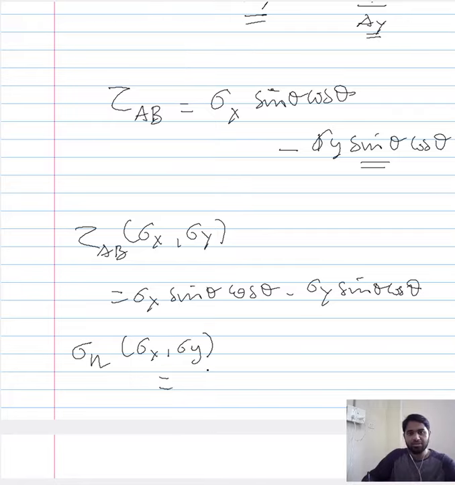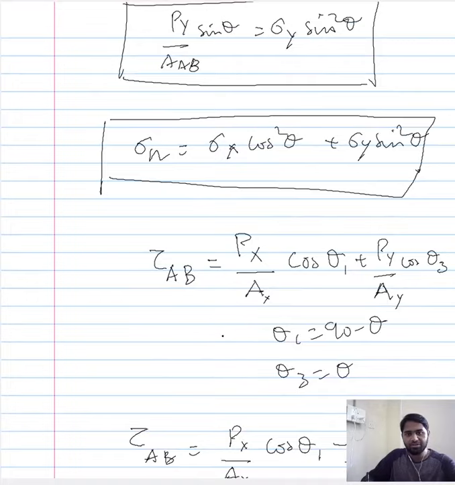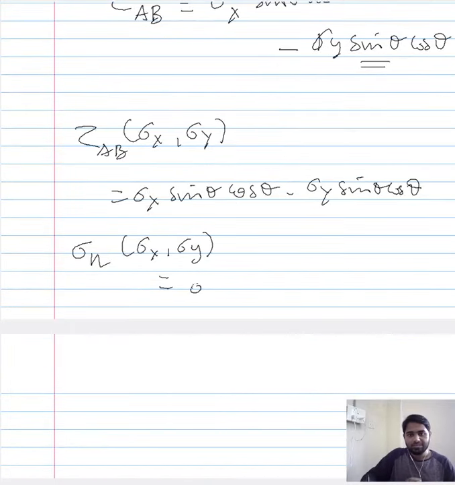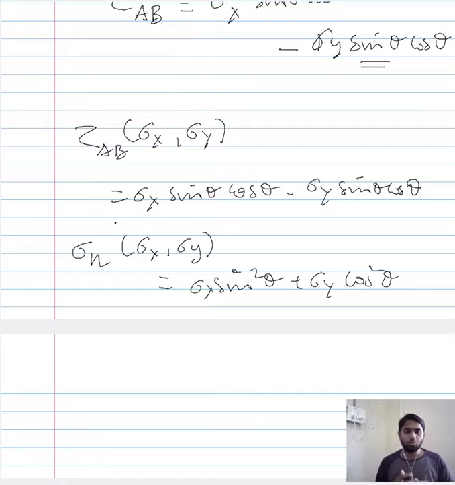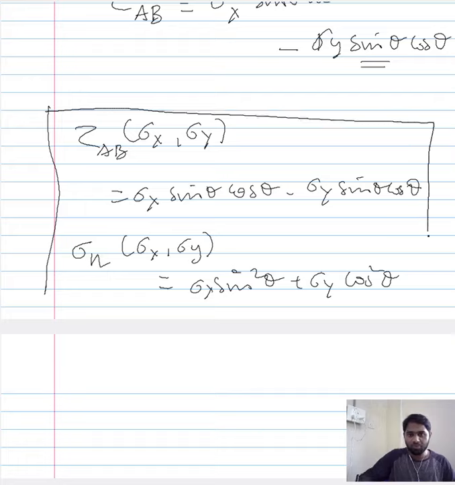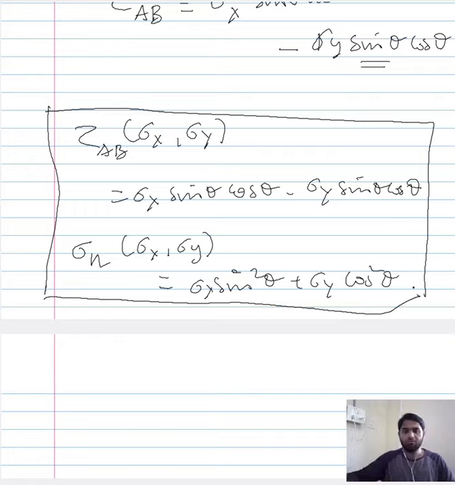This was, as you could see here, we have derived it here, this was sigma x sin square theta plus sigma y, rather cos square theta. So these are the ways one could quantify the shear and the normal stress acting on a plane of interest that we want to focus on.